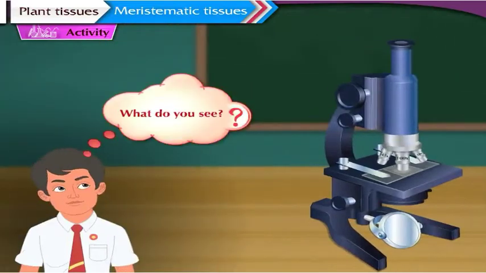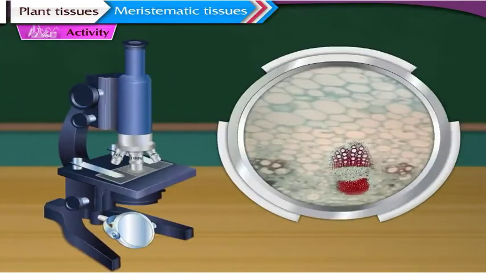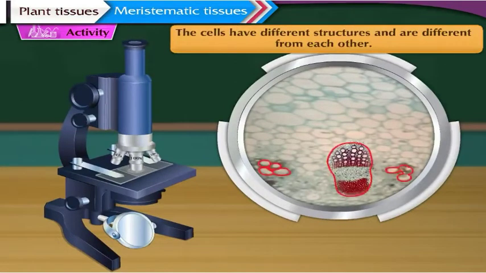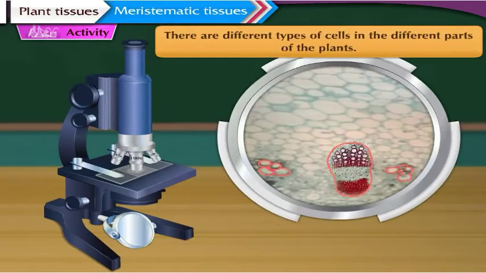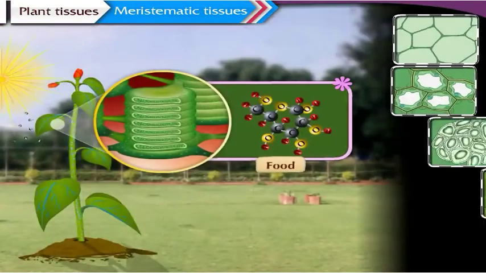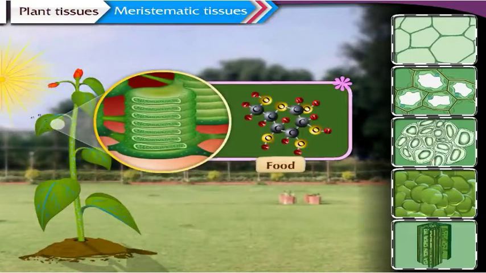What do you see? In the slice of the stem, we can see different types of cells. These cells have different structures and are different from each other. This shows that there are different types of cells in the different parts of the plants. The different types of cells carry out different functions. Now let us understand in detail about permanent tissues.